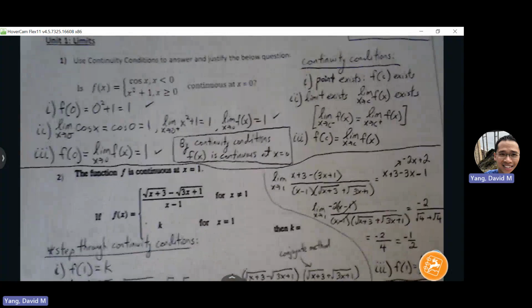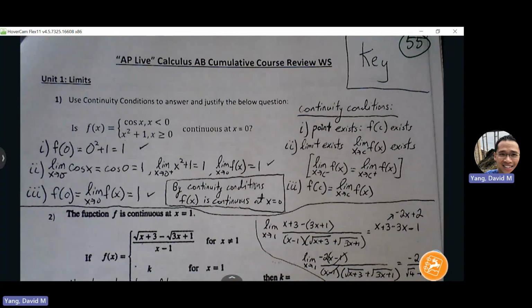Okay, these are cumulative review problems. These are not multiple choice, but still good to practice through. Whenever I see anything with a piecewise function and continuity, I'm always stepping through continuity conditions. It gives me a structure to work through my problems. If I can step through continuity conditions, then if there's an issue, I should be able to identify it a little bit easier.